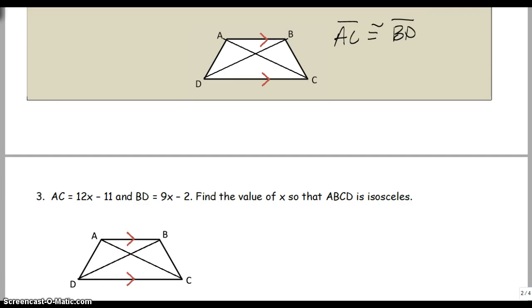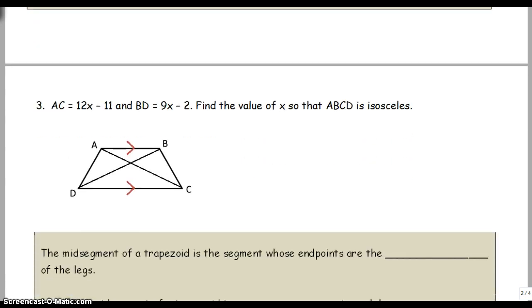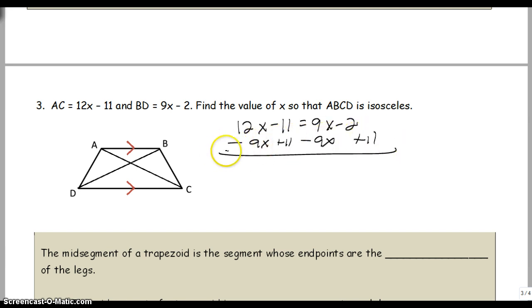Here's an example. We have AC equals 12x minus 11 and BD equals 9x minus 2. It says find the value of x so that ABCD is isosceles. So we have to find what value of x makes these two diagonals equal. So set them equal to each other. When you solve, you are finding the value of x that would make AC and DB congruent. So x would be 3.